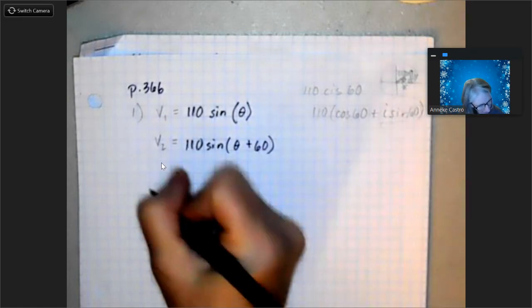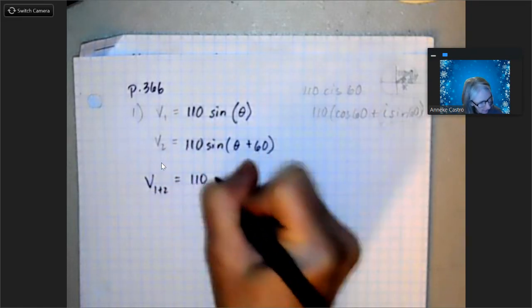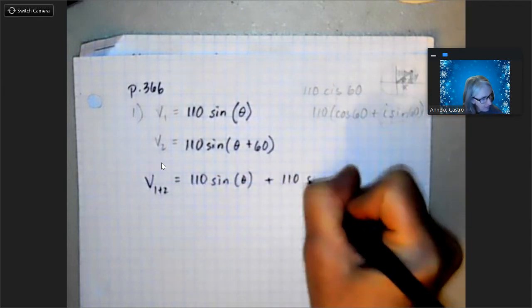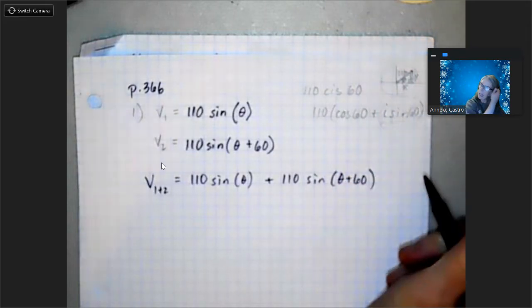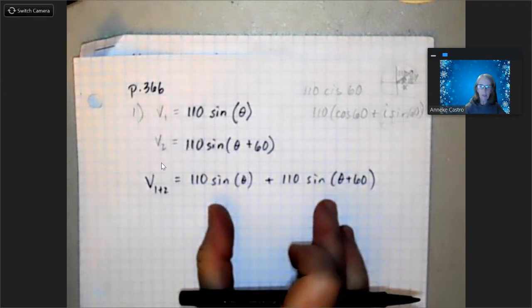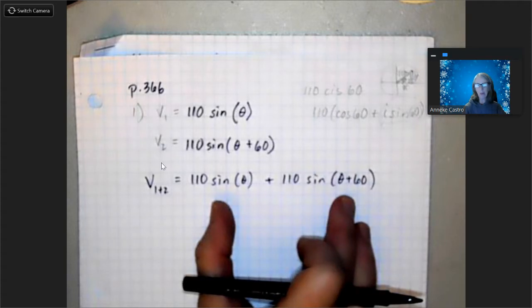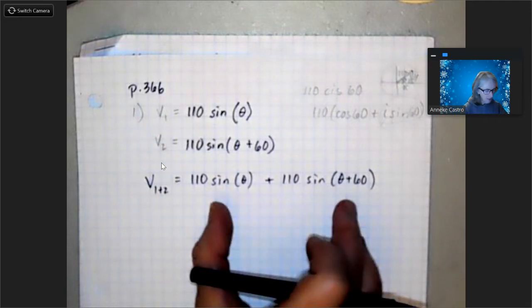So we want to add the voltages of 1 plus 2. So 110 sine theta plus 110 sine theta plus 60. And the way we do this is, this is basically polar coordinates. If we think about our complex numbers, these are polar coordinates. That's a pain to add together. The easiest way to add complex numbers is to change them to rectangular or Cartesian form. So that's what we're going to do.